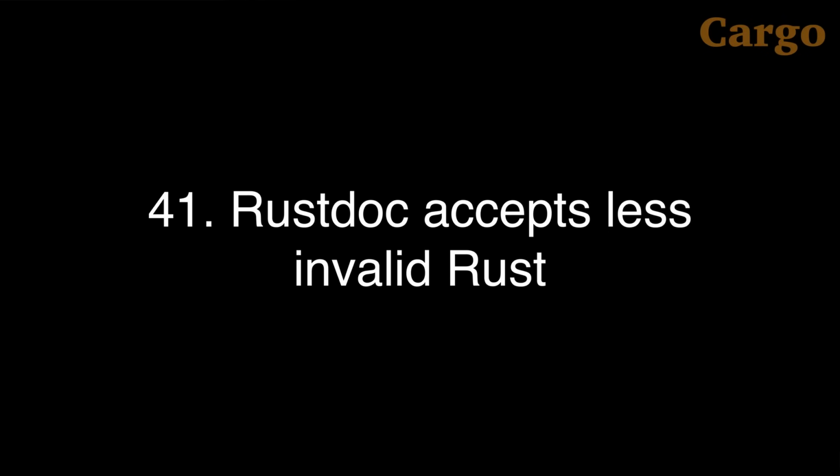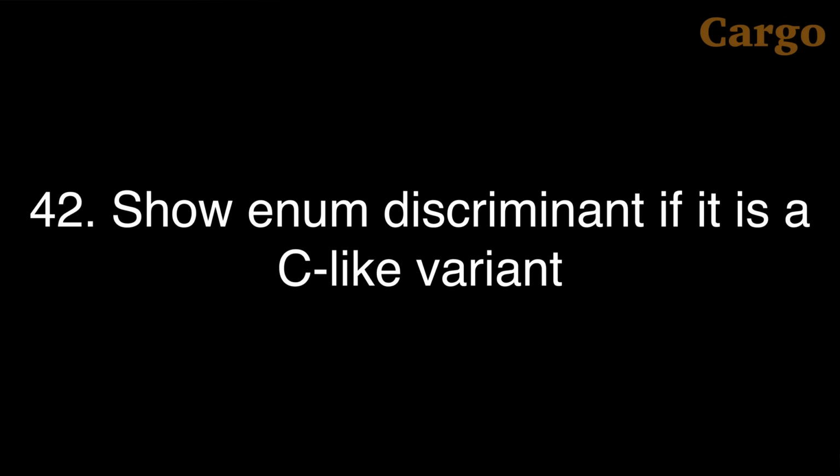Number 41. rustc, the tool invoked under the hood by the cargo doc command, now accepts less invalid Rust code. This is part of an effort to decrease the amount of crashes in rustc when run with bad Rust code. Number 42. When documentation for an enum is generated, if the enum is C-like, meaning each variant is a unit type with a chosen constant as its discriminant, then the discriminant is now displayed in the documentation.